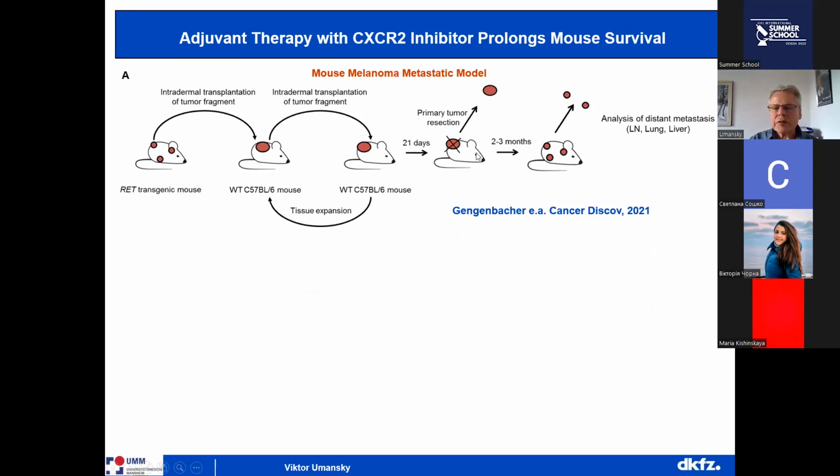As I told you, it's now very difficult to analyze distant metastasis in this transgenic mouse model. That's why we used another approach, which was developed in the German Cancer Research Center in Heidelberg by Professor Augustin, dealing with the transplantation of tumor fragments and then resection of the primary tumor. And then these mice can develop distant metastasis in lung, liver, but also in the lymph node.